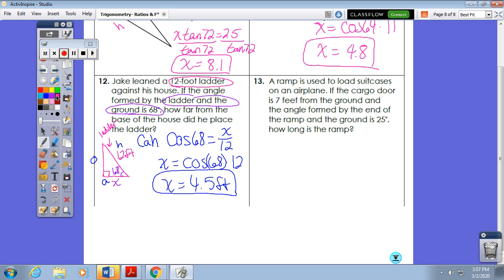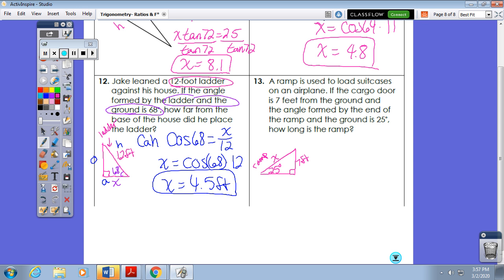Alright, so a ramp is used to load suitcases onto an airplane. So if you think about it, I have this ramp, and I have where they're loading it to at the top. Okay, that makes a right angle. It's my ramp. The cargo door is 7 feet from the ground. So if the cargo door is 7 feet from the ground, so it's 7 feet up, and the angle formed by the end of the ramp and the ground is 25 degrees, how long is the ramp?